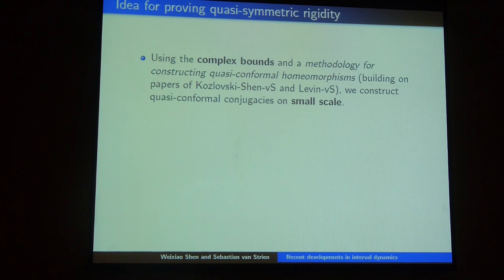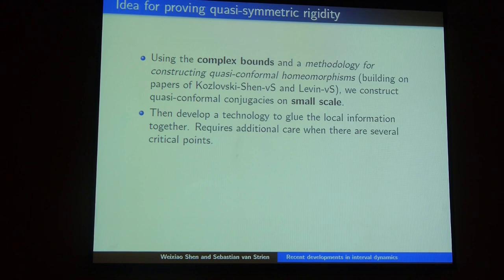And then how to prove quasi-symmetric rigidity? Well, roughly speaking, we use the technology from a joint paper with Kozlovski and Weixiao, and also a paper with Gennady Levin. And what basically you do is first you prove something on a very small scale, and then you glue these small scales together. And so each of these steps requires significant care.